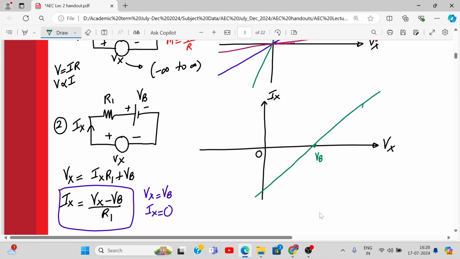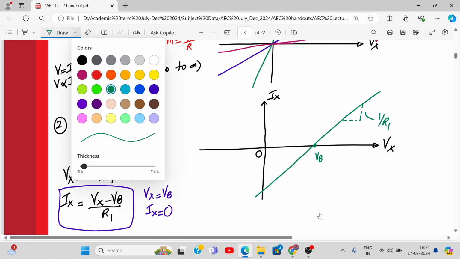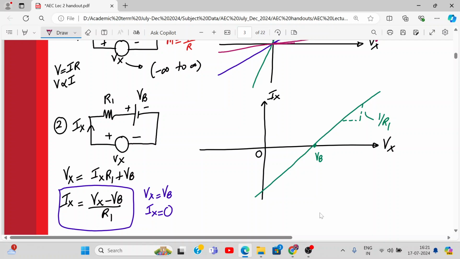And what will be the slope of this line? Again 1 upon R1. So basically, the overall characteristics is shifted right when a battery is added in series with a resistor. And if you increase the value of R1, what will happen to it? Or if you decrease the value of R1, what will happen? The slope will go like this. So this is R1 small, and if you increase the value of R1, the slope will decrease. It is as if Vb is the origin, and then we are plotting this graph.